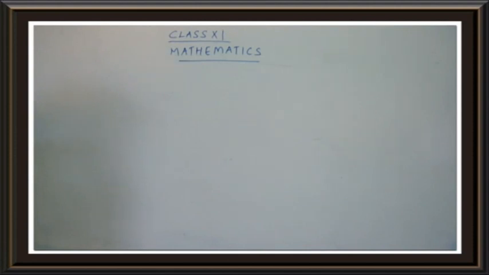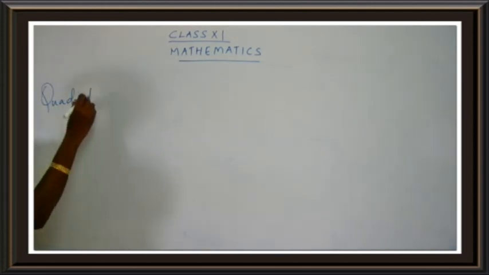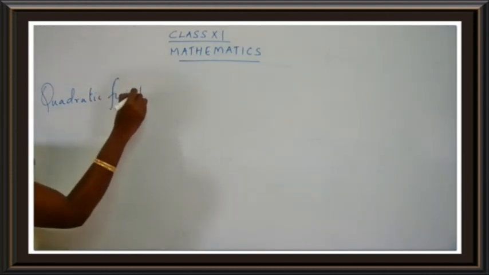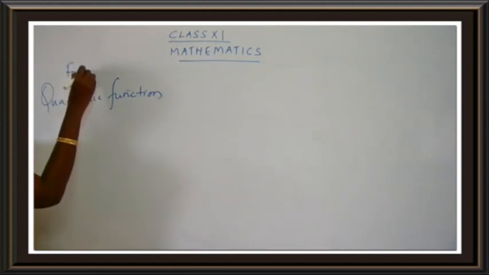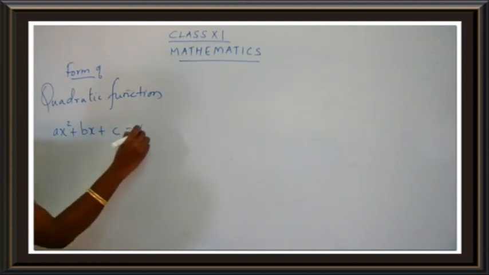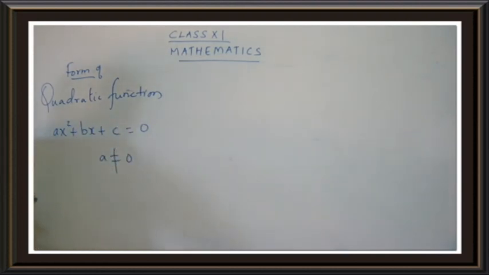So you must be knowing what is a quadratic function. So let's have a small recap of quadratic functions. First of all, you should know what is the form of a quadratic function. So the form of quadratic function is ax square plus bx plus c is equal to 0. And remember, the condition for a is it should not be equal to 0. So this is a function. This function is called as quadratic function.